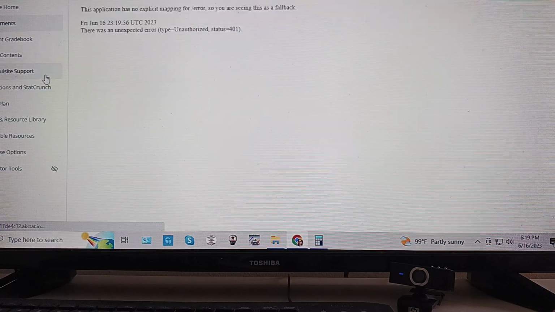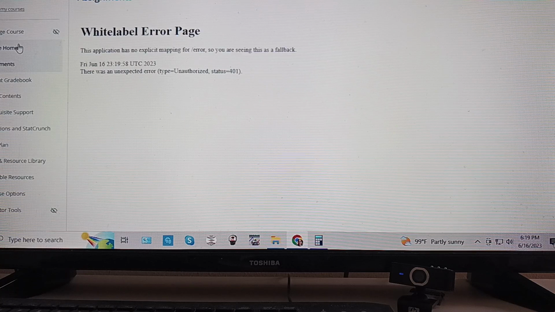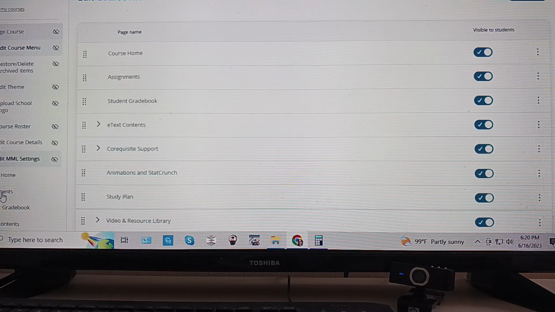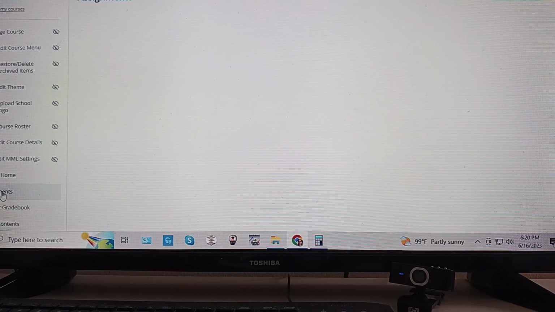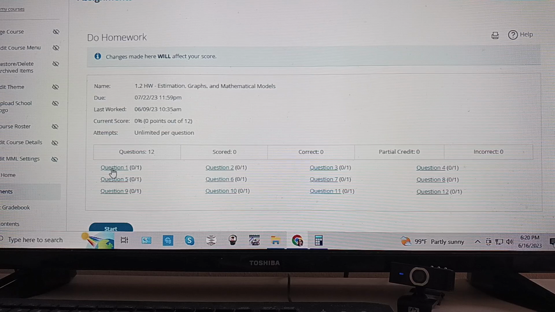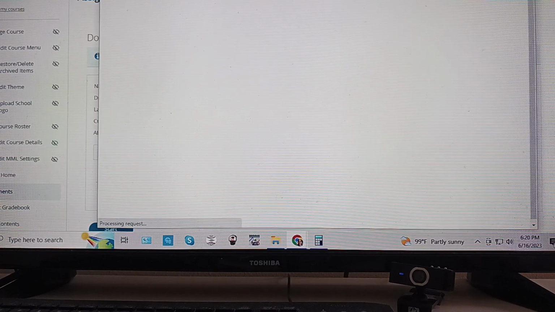Okay, so now I'm going to click assignments again. They said they were doing some maintenance on this, but it wasn't supposed to happen until tonight. Let me try to come out of here and go back in. Okay, hopefully that was just a glitch. Okay, here we go. So here's section 1.2, and it's got 12 problems.